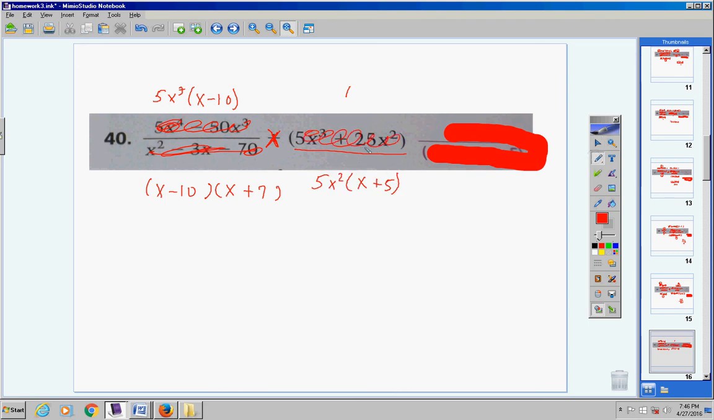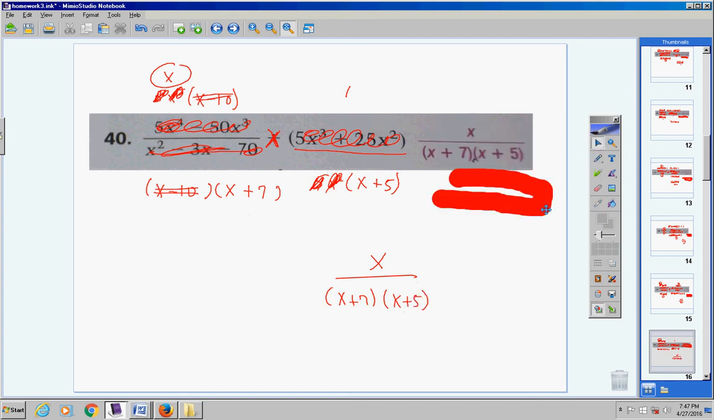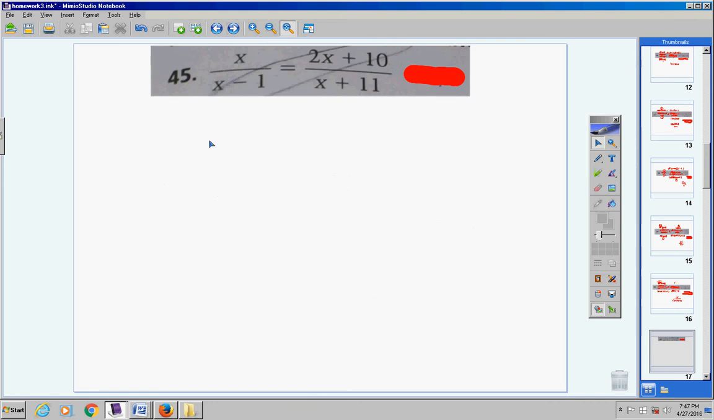So here we go. I have a 5x, I got a 5 here that cancels with a 5. I have 2 x's here and 3 x's here, so take 2 x's away, leaves you with an x. Vertically, I have x negative 10, x negative 10. So the only thing I'm left with here is an x. Here I'm left with an x positive 7, x positive 5, so x times 1 is x. X plus 7 times x plus 5 would be this right here. And I believe that's the right answer, at least I hope it is. It is good.